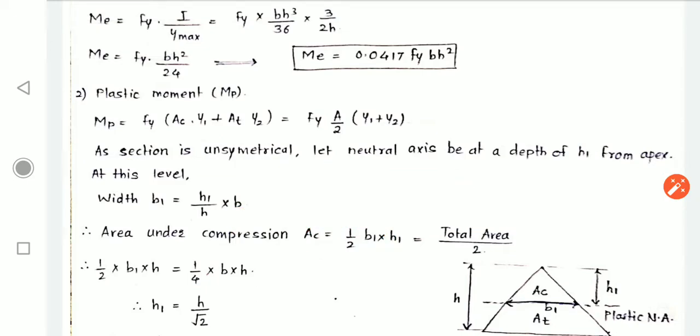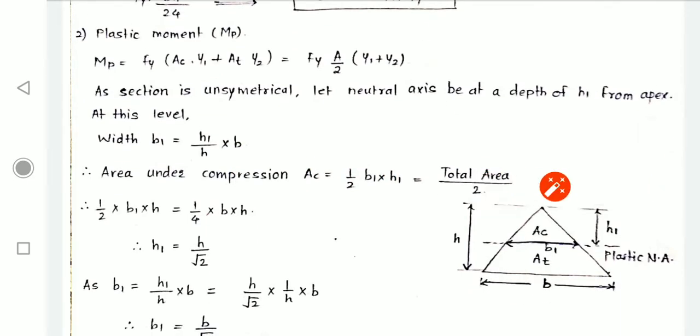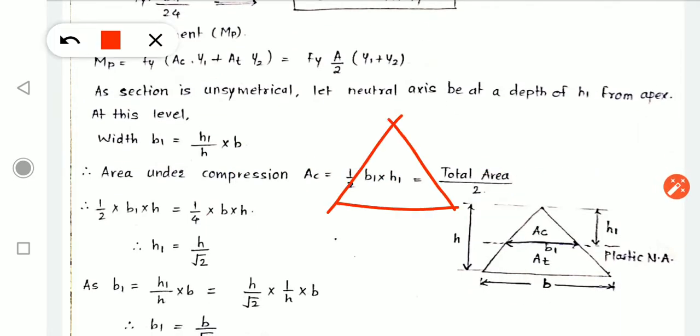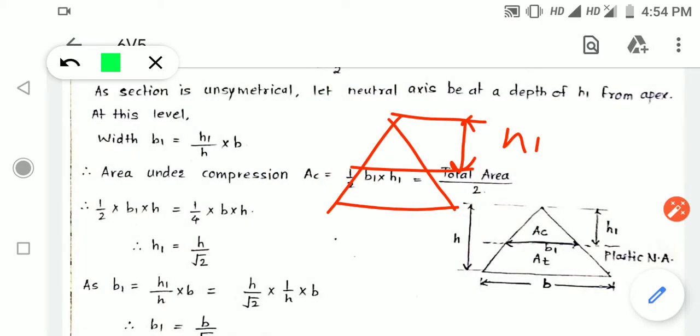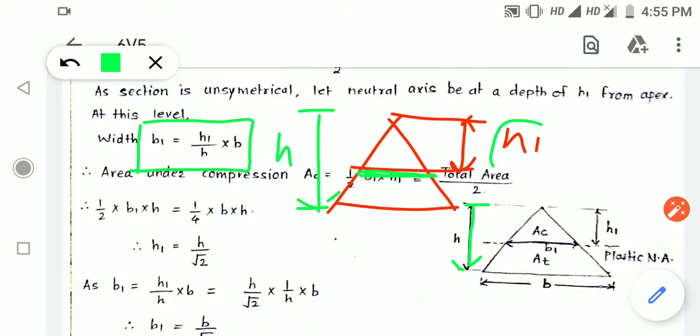Now if we assume that in this triangle at a distance of h1 our plastic neutral axis lies, then what will be this b distance? For that I said b1 is equal to h1 by h. Where is the h? This total distance is h. Okay, let's draw over here. This is the complete h and this is your h1.